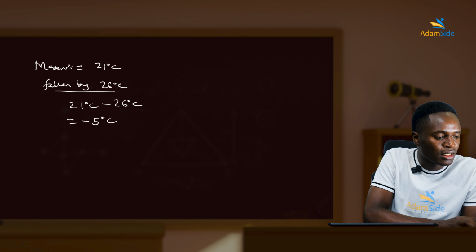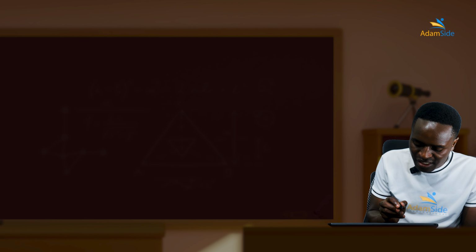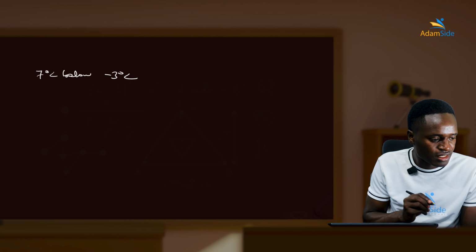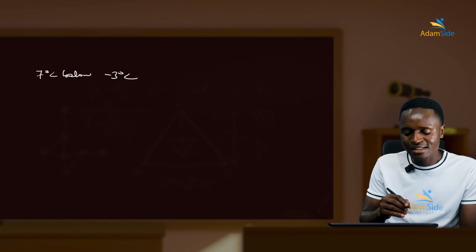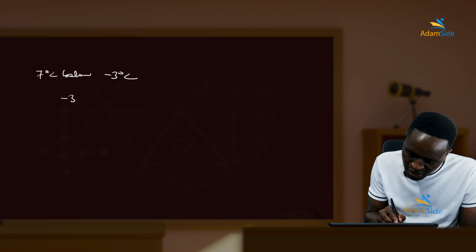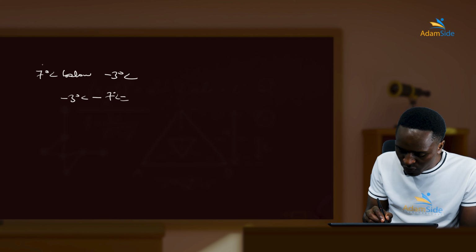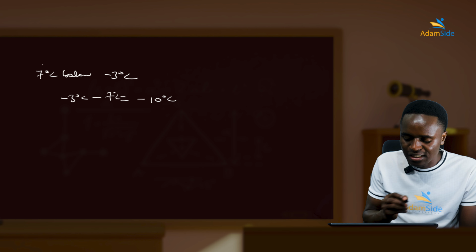We go to another question. This question says, write down the temperature that is 7 degrees below negative 3 degrees Celsius. If something is 7 degrees below negative 3, that means you take negative 3 degrees Celsius minus 7 degrees Celsius. Negative minus positive, you add up, but keep the negative symbol. So your answer will be negative 10 degrees Celsius.